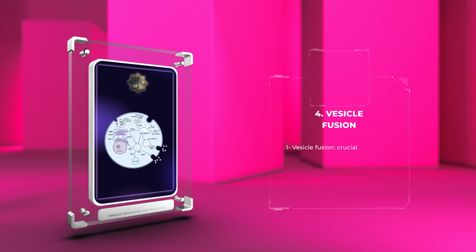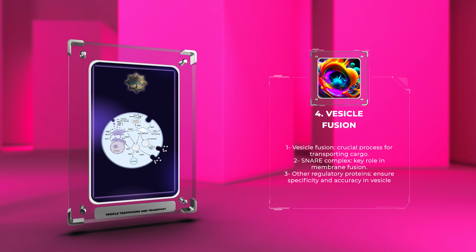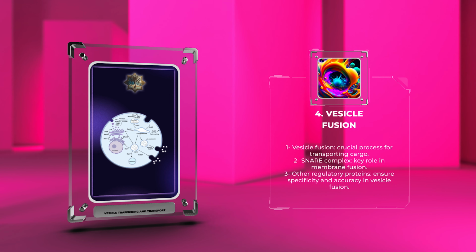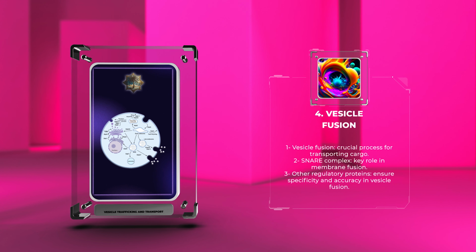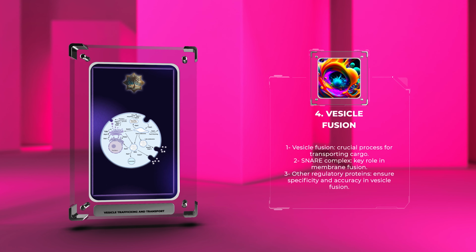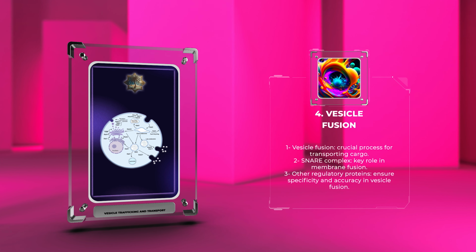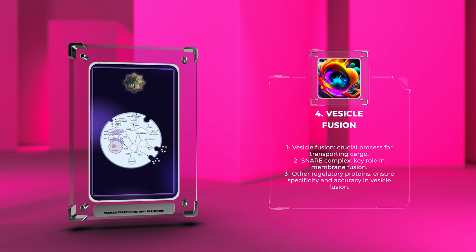In summary, vesicle fusion is a crucial process that involves the fusion of vesicles with target membranes to transport cargo. The SNARE complex, comprising v-SNAREs on vesicles and t-SNAREs on target membranes, plays a key role in membrane fusion. Other regulatory proteins ensure specificity and accuracy.